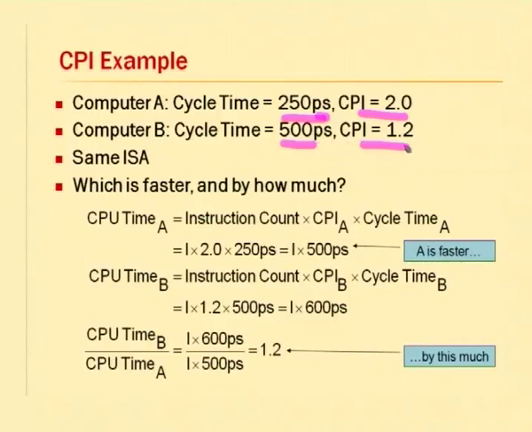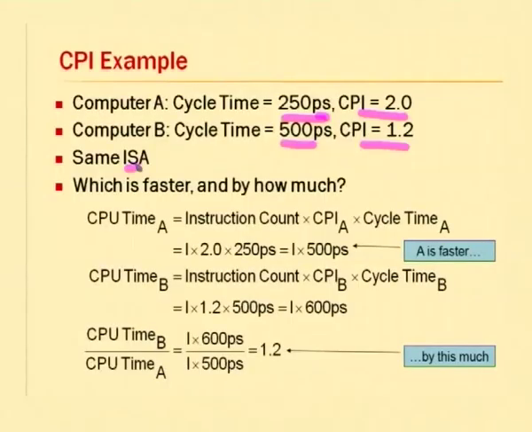Let's assume that they have the same ISA, which means that the instruction count of both the programs on both the machines is the same, and so the only difference is in the CPI and the clock cycle time. So CPU time A will be equal to instruction count into CPI of A into the clock cycle time of A. So that will be equal to, say, let me say instruction count was I, so I into CPI of A, which is 2.0, into 250 picoseconds.